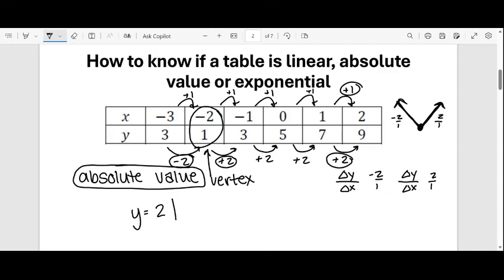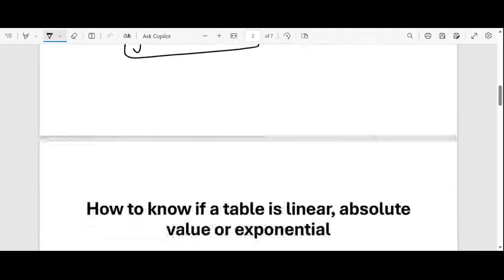So we're going to do x, and instead of -2, we're going to write +2, and then we're going to leave our y value as plus 1. So make sure you're doing the opposite of -2 for your x value when you write it in your equation. All right, let's do a couple more here.